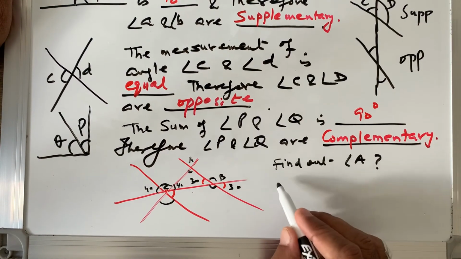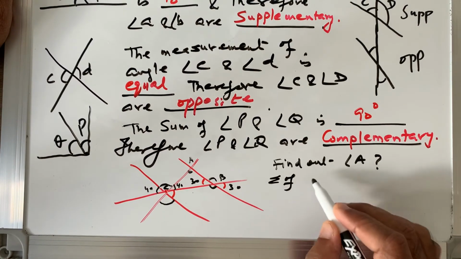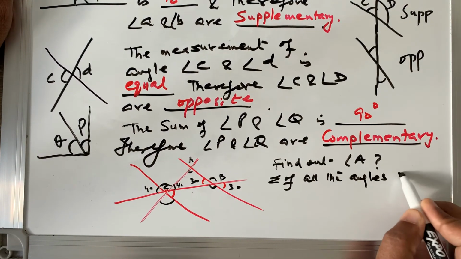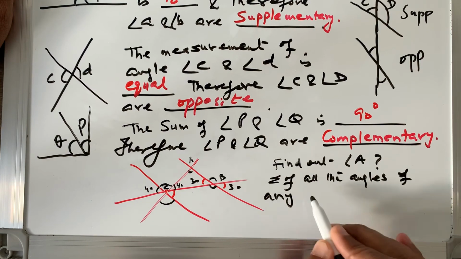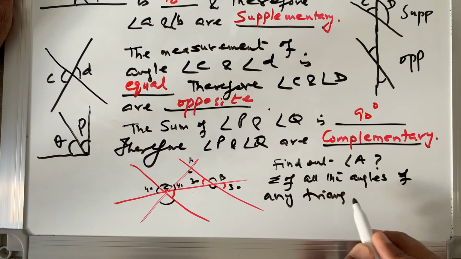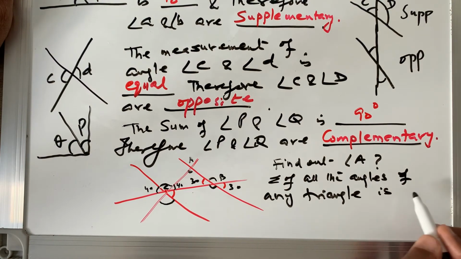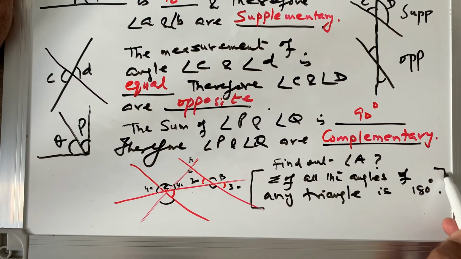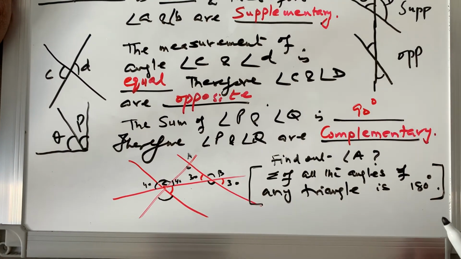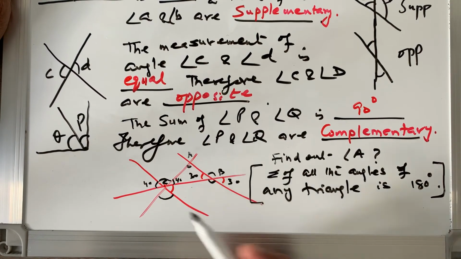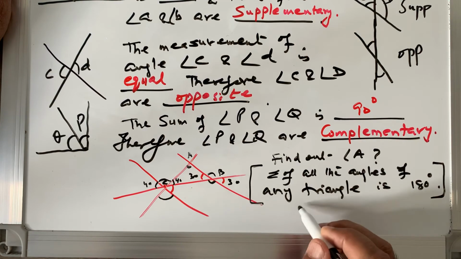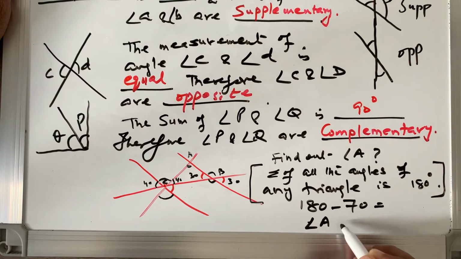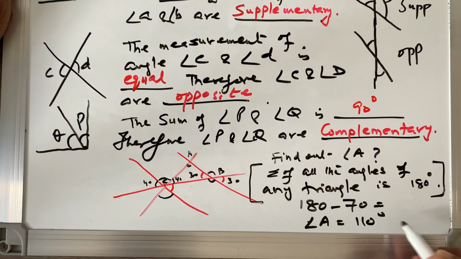that the sum of all the angles of any triangle is 180. So we make use of this statement also. Sum of all the angles of a triangle is 180, right? So we make use of this. We say, okay, this is 40, this is 30, so that is 70. So 180 minus 70, so measure of angle A will be equal to 110 degrees, right? So this is my answer.